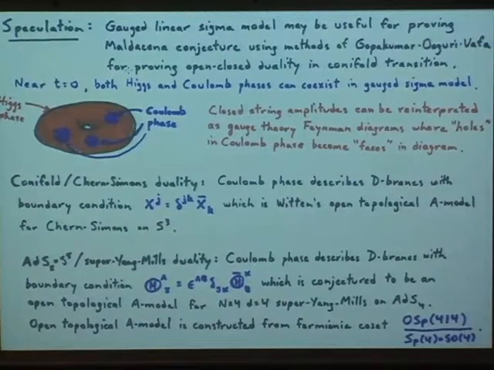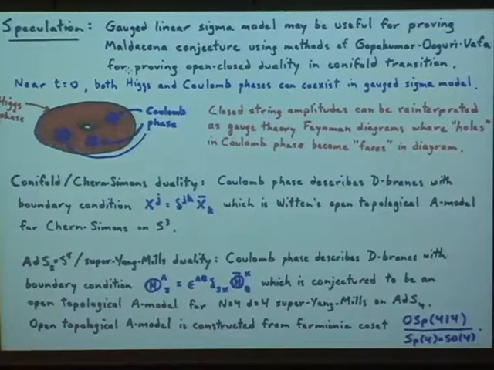And it's conjectured that this type of D-brane is going to describe a topological A model, an open topological A model, which is going to describe N=4, d=4 super Yang-Mills, which has precisely these symmetries on AdS4. So again, the open topological A model is going to be constructed from just a purely fermionic coset, which is going to be the analog of Witten's open topological A model on S3.